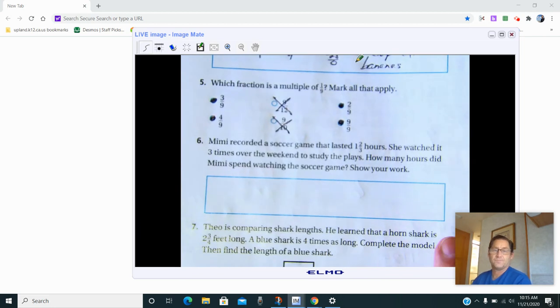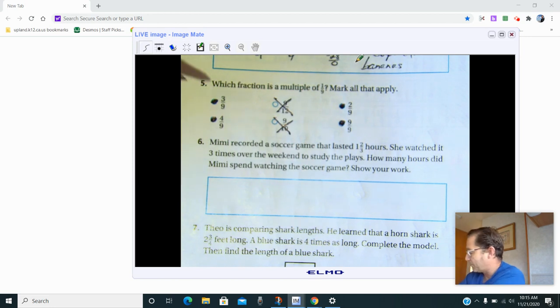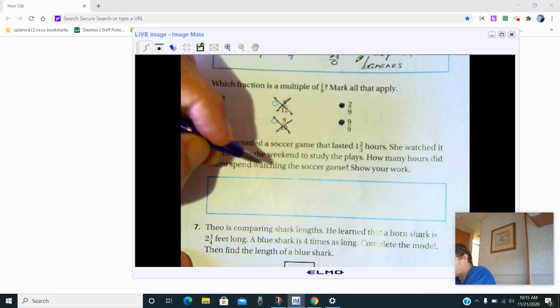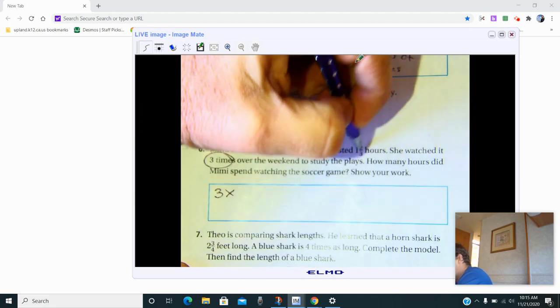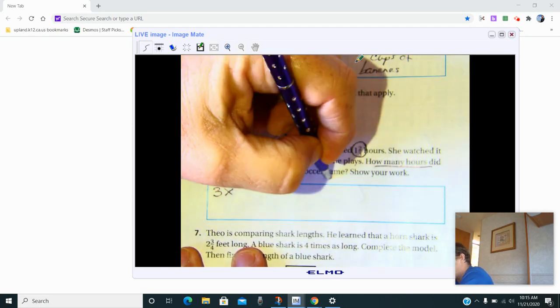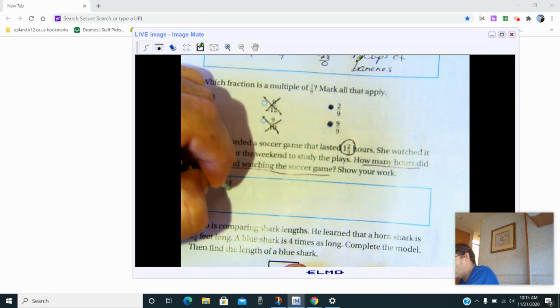Number 6. Mimi recorded a soccer game that lasted 1 2/3 hours. She watched it 3 times over the weekend to study the plays. How many hours did Mimi spend watching the soccer game? Show your work. So she watched it 3 times, and each time was 1 2/3 hours. How many hours did she spend watching the game? So 3 sets of 1 2/3.